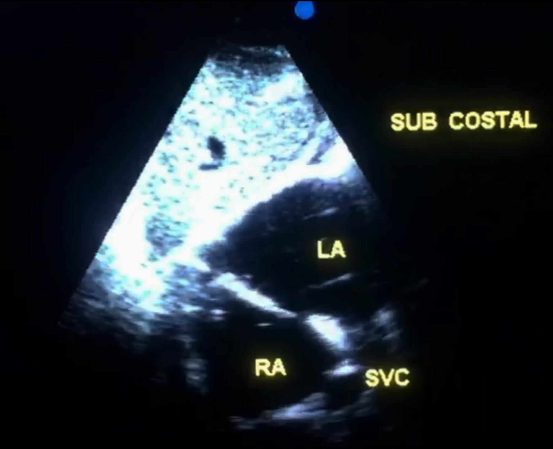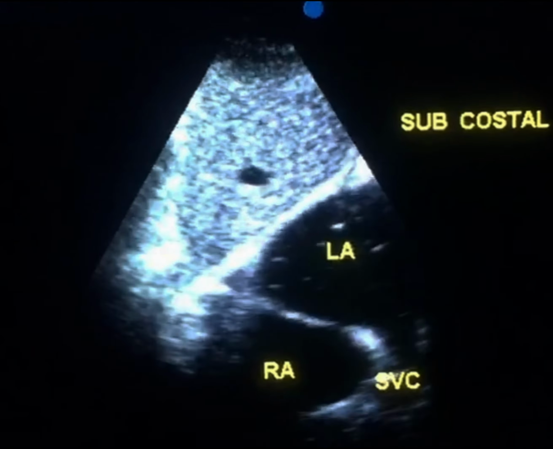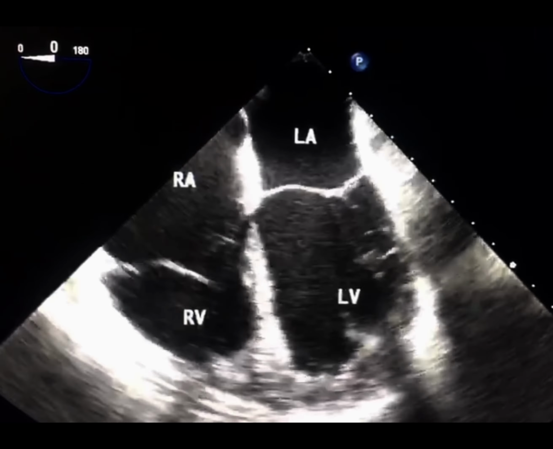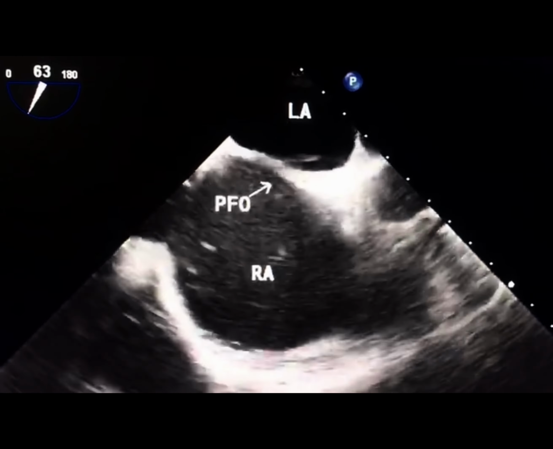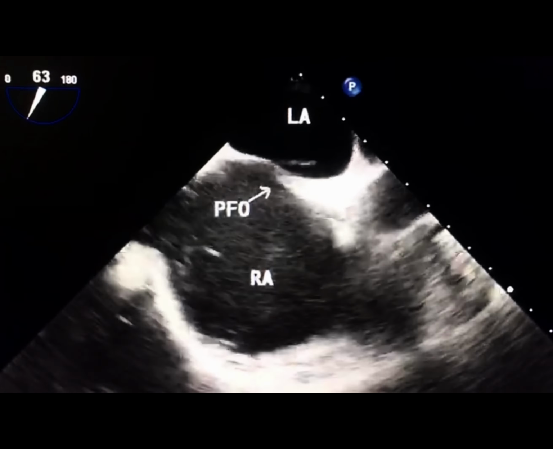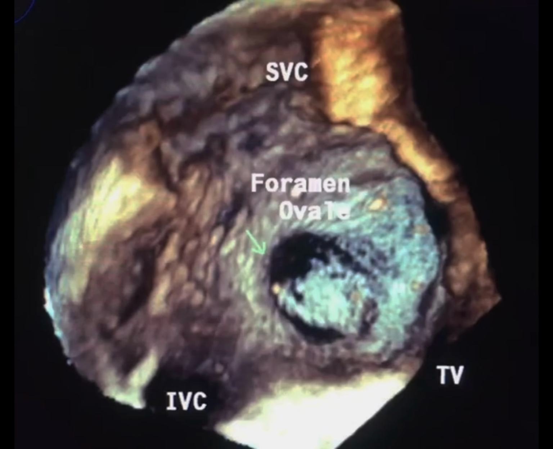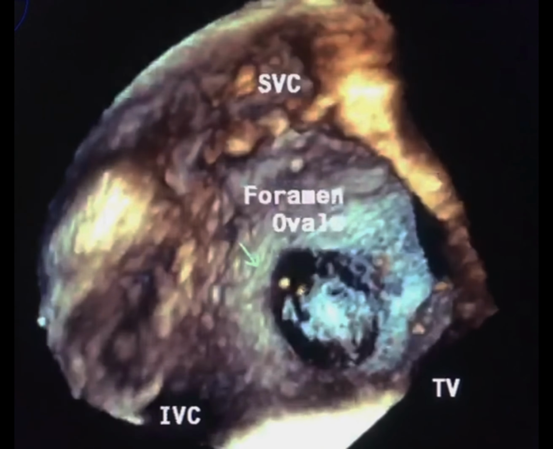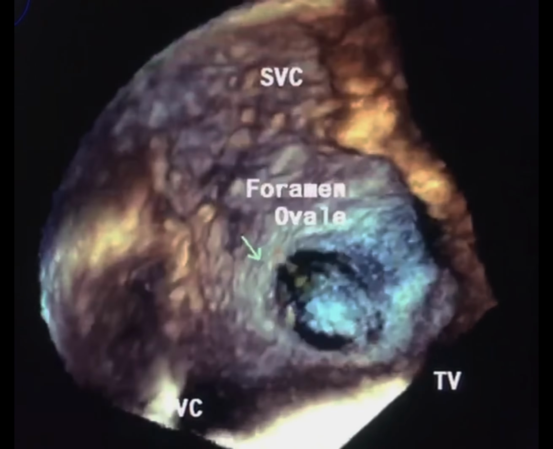This brings us to an important question. What is the cause of the RV enlargement? Let's dive into the transesophageal echo, TEE, views. A large PFO is seen here, but it doesn't explain the right ventricular enlargement. This 3D view of the atrial septum shows absence of ASD and the pattern of a PFO.